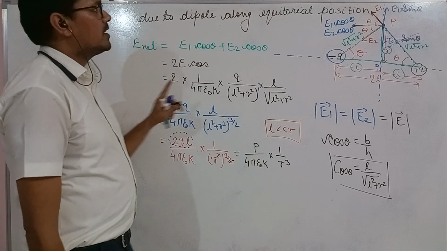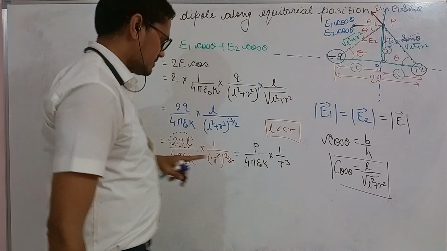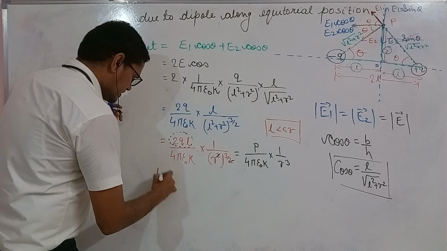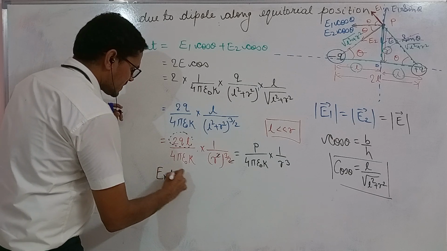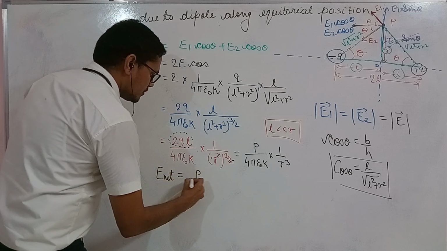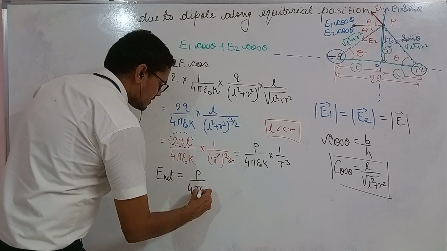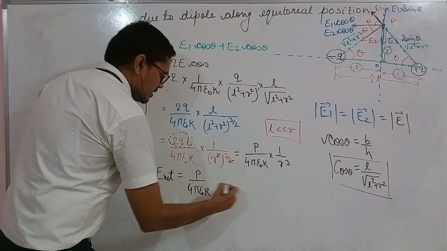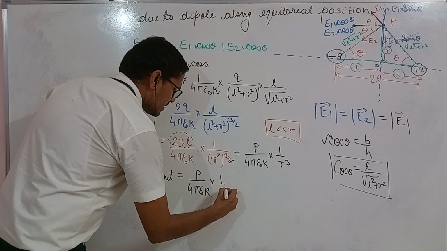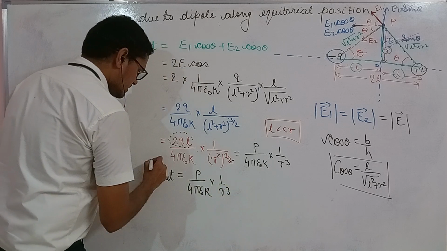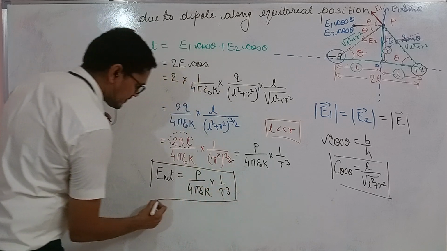Net electric field at the equatorial position. Fine. And the final expression is E net equals P over 4 pi epsilon naught K multiplied by 1 over r cube. This is the net electric field we have.